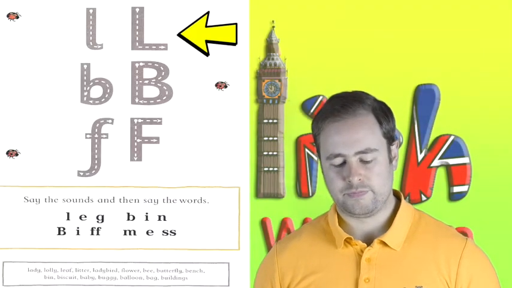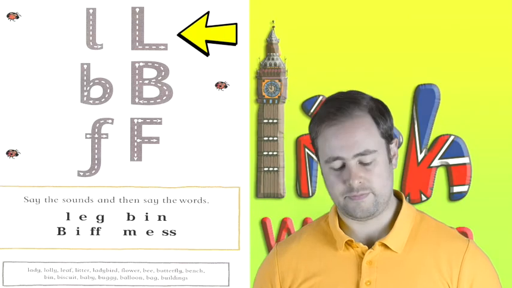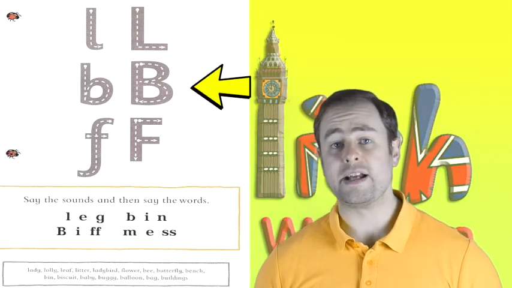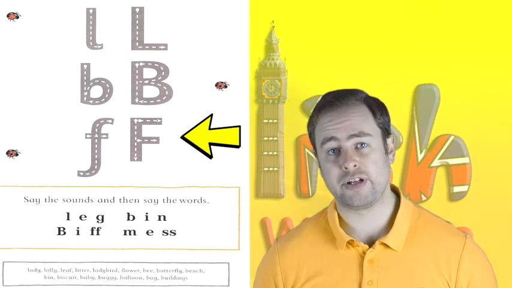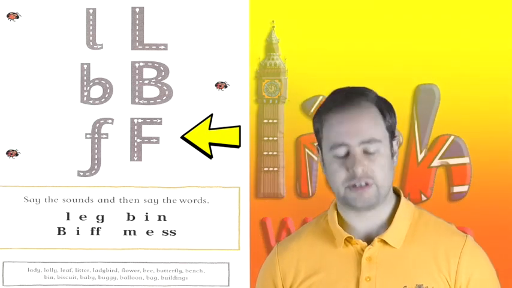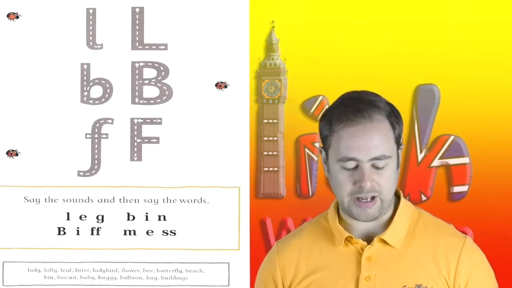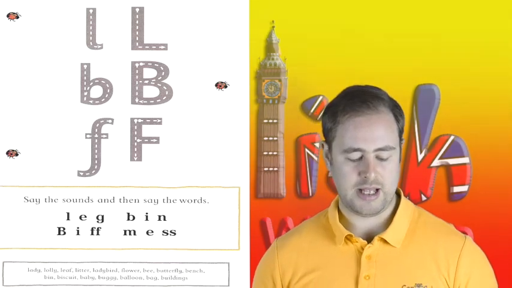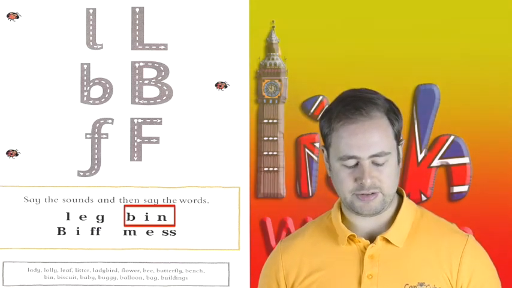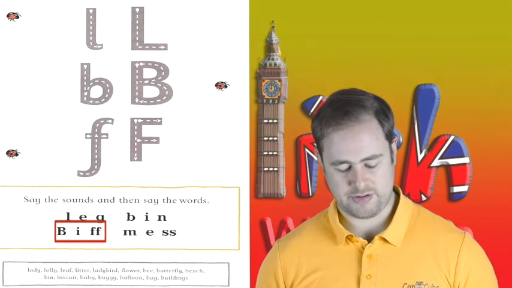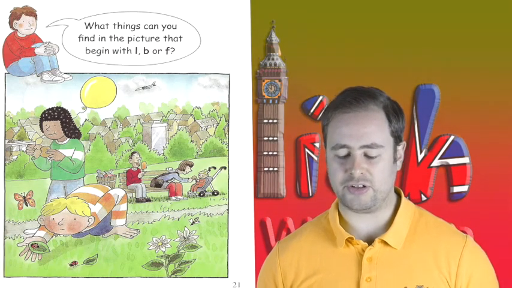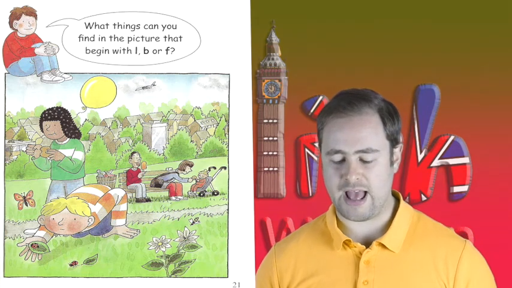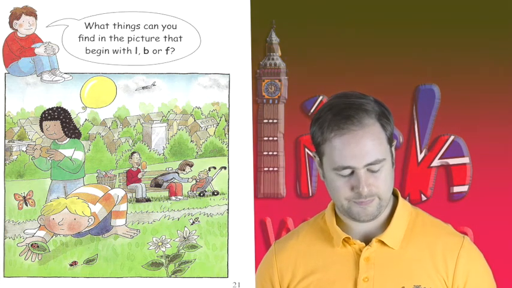L. L is for l. B. B is for b. F. F is for f. Say the sound and say the words. Leg. Bin. Biff. Mess. What things can you find in a picture that begin with L, B, or F?